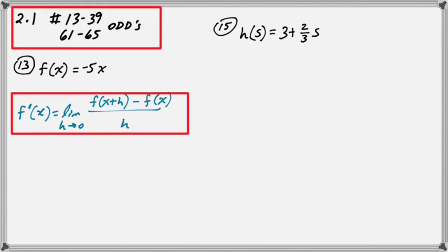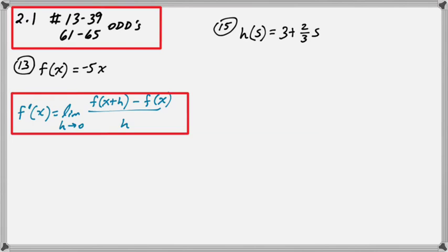Okay, we're going to do 2.1, 13 to 39 odds, 61 to 65 odds in the AP Calculus textbook. And 13 gives us a function. They want us to use the limit method to find the derivative. If you truly understand the derivative is the slope, you might already know the slope of this line is -5. But we need to work through it.